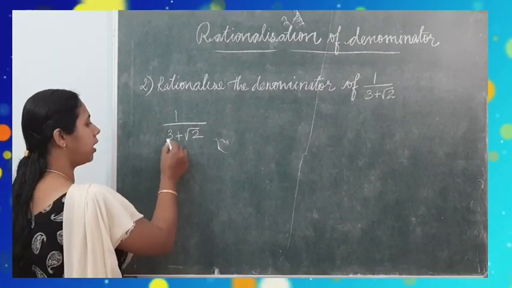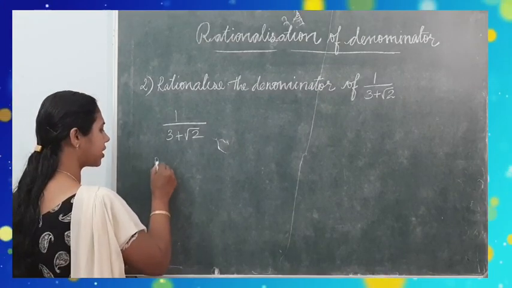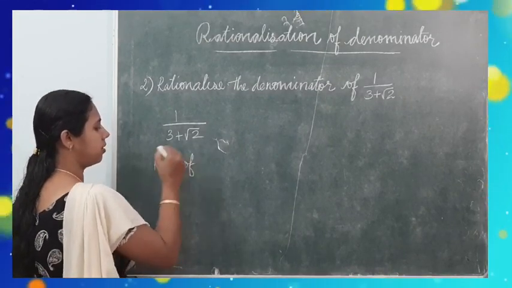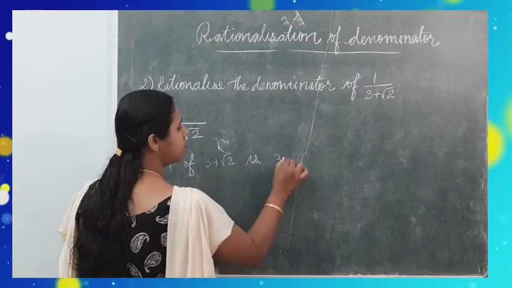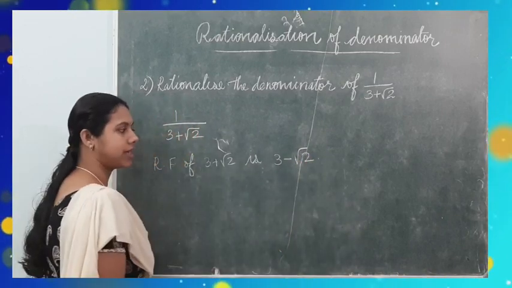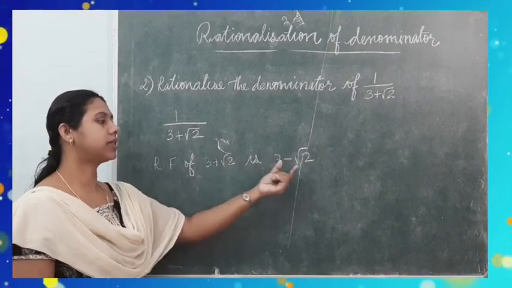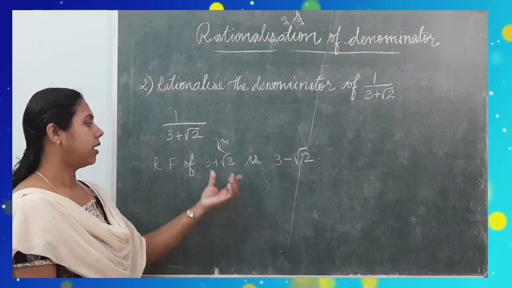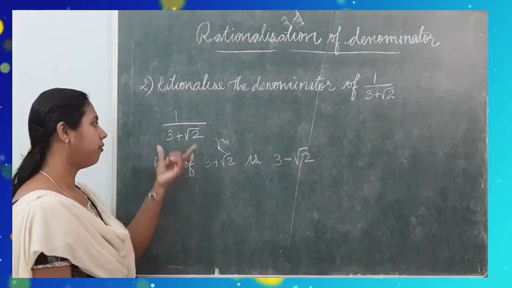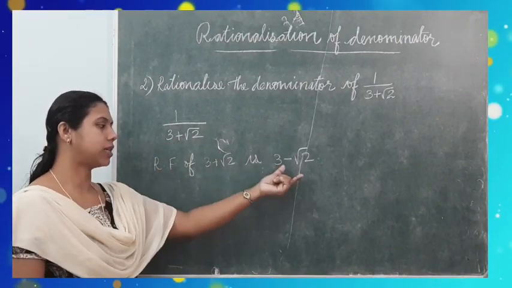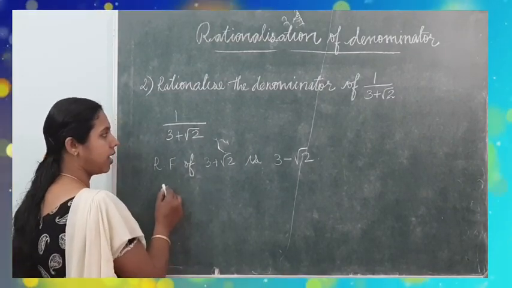So the conjugate of 3 plus root 2 is 3 minus root 2. Our rationalizing factor of 3 plus root 2 is 3 minus root 2, or you can say that they are conjugates of each other. If you multiply the numerator and denominator by 3 minus root 2, we can see that (a plus root b) into (a minus root b) is equal to a square minus b. So we will get a rational number.